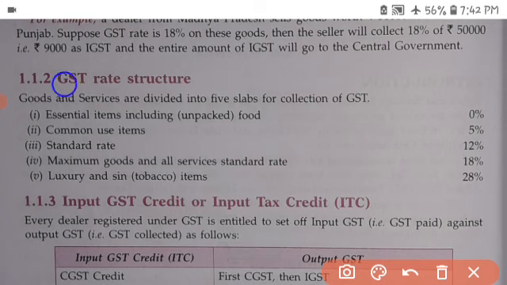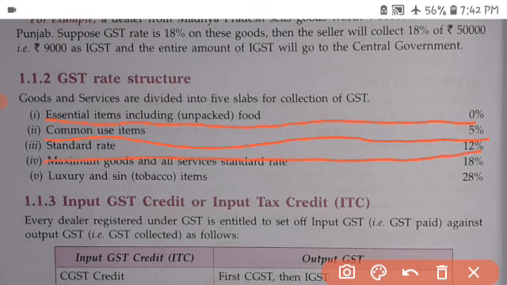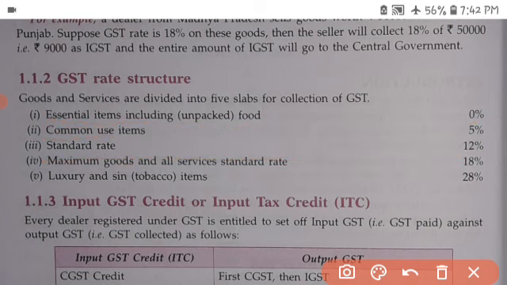GST rate structure. Goods and services are divided into 5 slabs for collection of GST. Essential items including unpacked food 0%, common use items 5%, standard rate 12%, maximum goods and services of all standard rate 18%, luxury and sin goods like tobacco 28%.